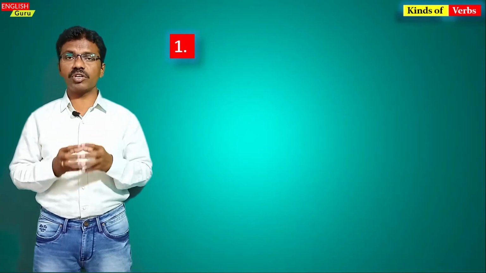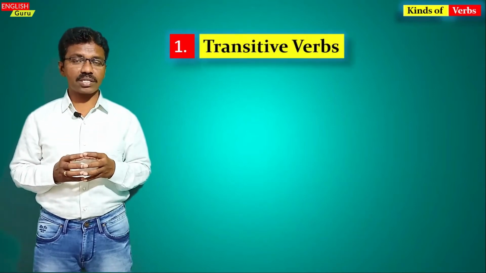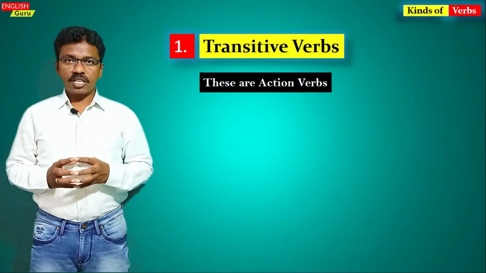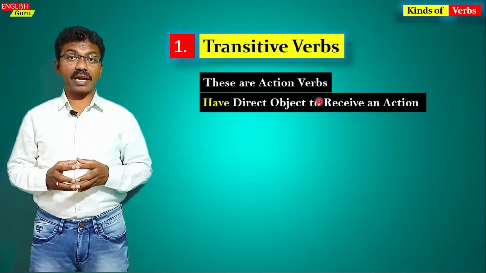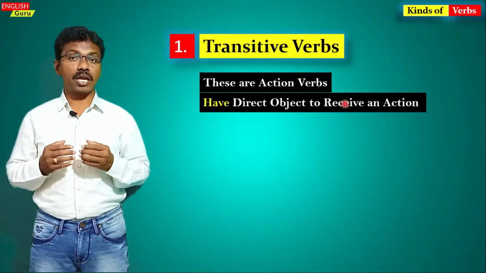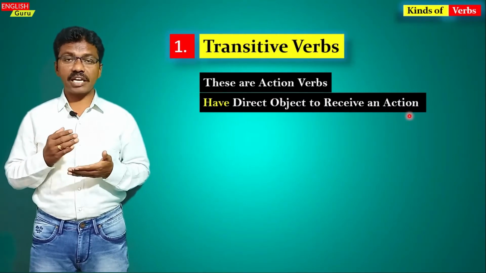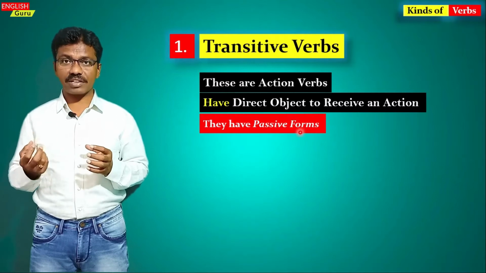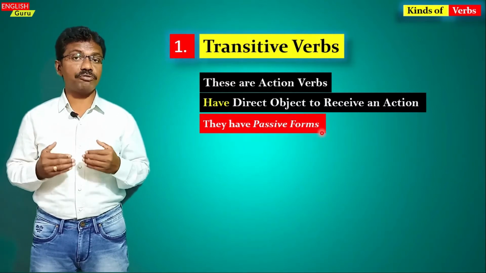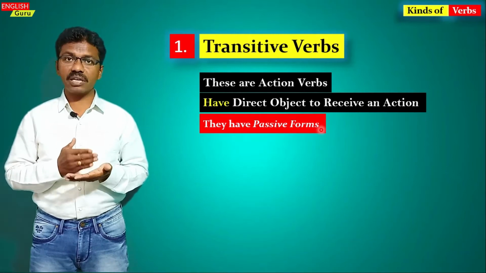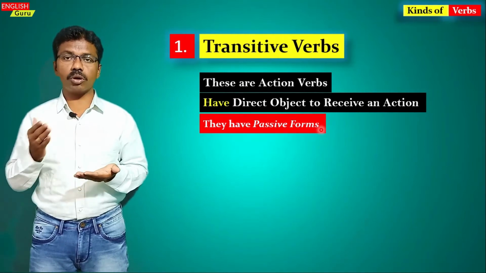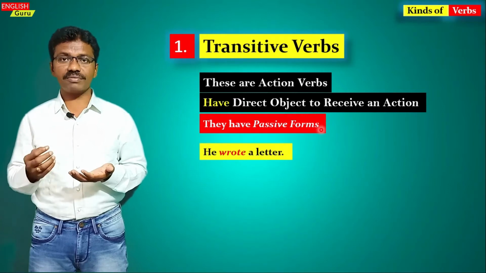And now let us try to know about each verb in detail and try to understand them in a better manner. The first one is transitive verbs. Transitive verbs are action verbs and they have an object. They have a direct object to receive the action, and they have the passive forms also. So transitive verbs transfer the action from subject to the object, and the object receives the action.